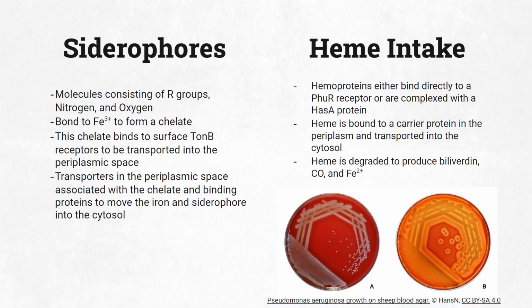Of course, the heme, once it is in the cytosol, is not just entirely made of iron, so it is degraded within the cytosol into its constituents biliverdin, carbon monoxide, and ferric iron to be utilized in whatever way the bacteria needs.